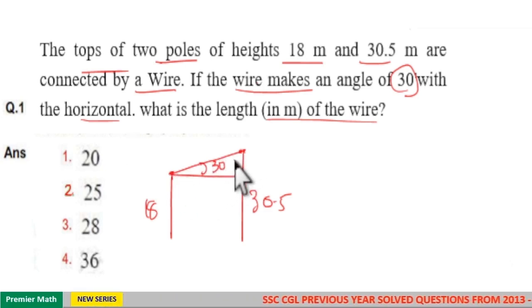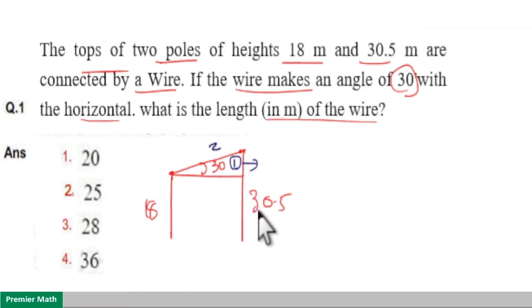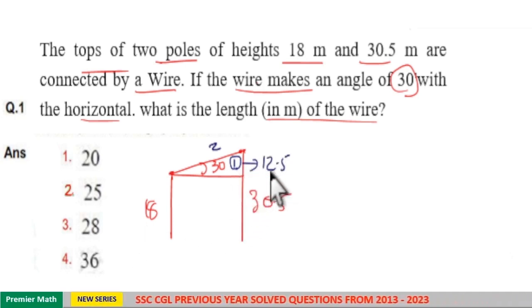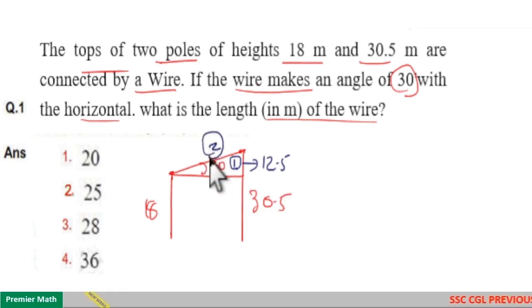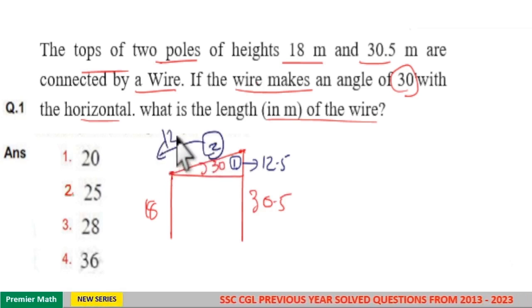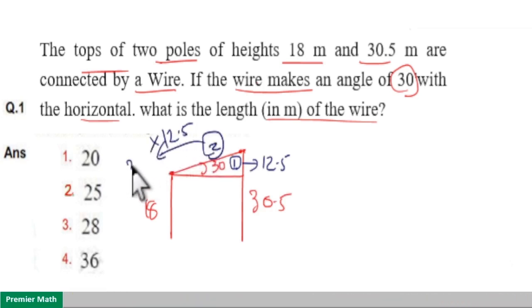Now sine 30 is 1 by 2, that is opposite side and hypotenuse are in the ratio 1:2. Now this one part is equal to 30.5 minus 18 is 12.5. So one part is 12.5 means 2 part is equal to 2 into 12.5, that is 25. So option 2 is your answer.